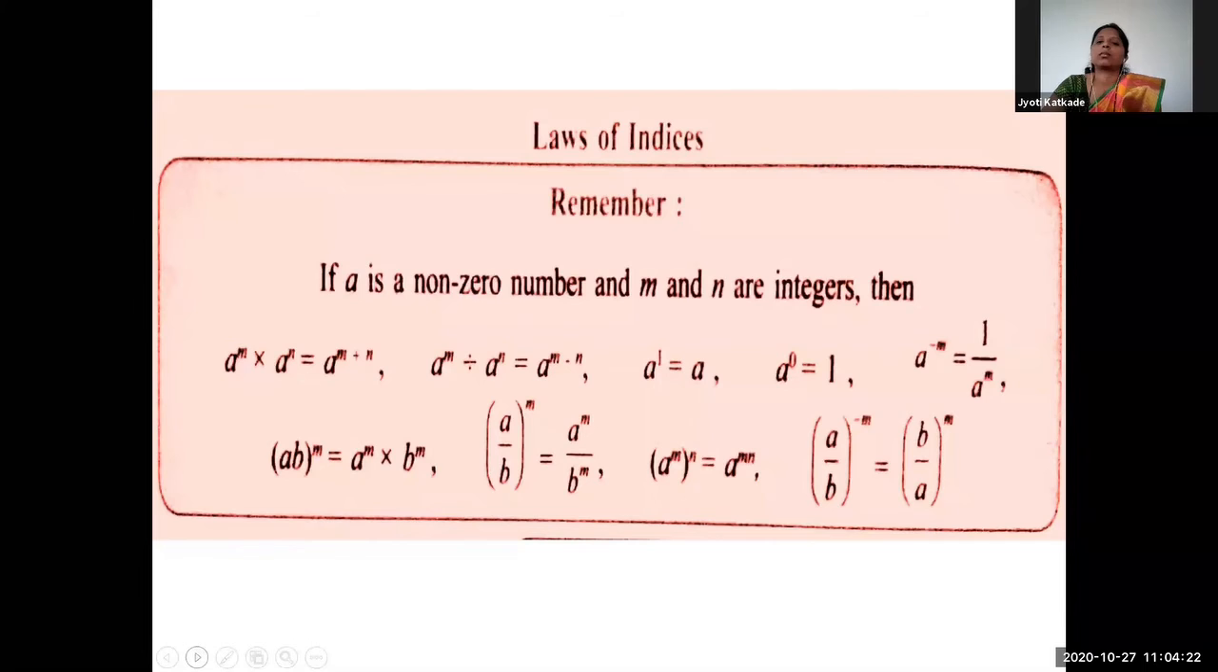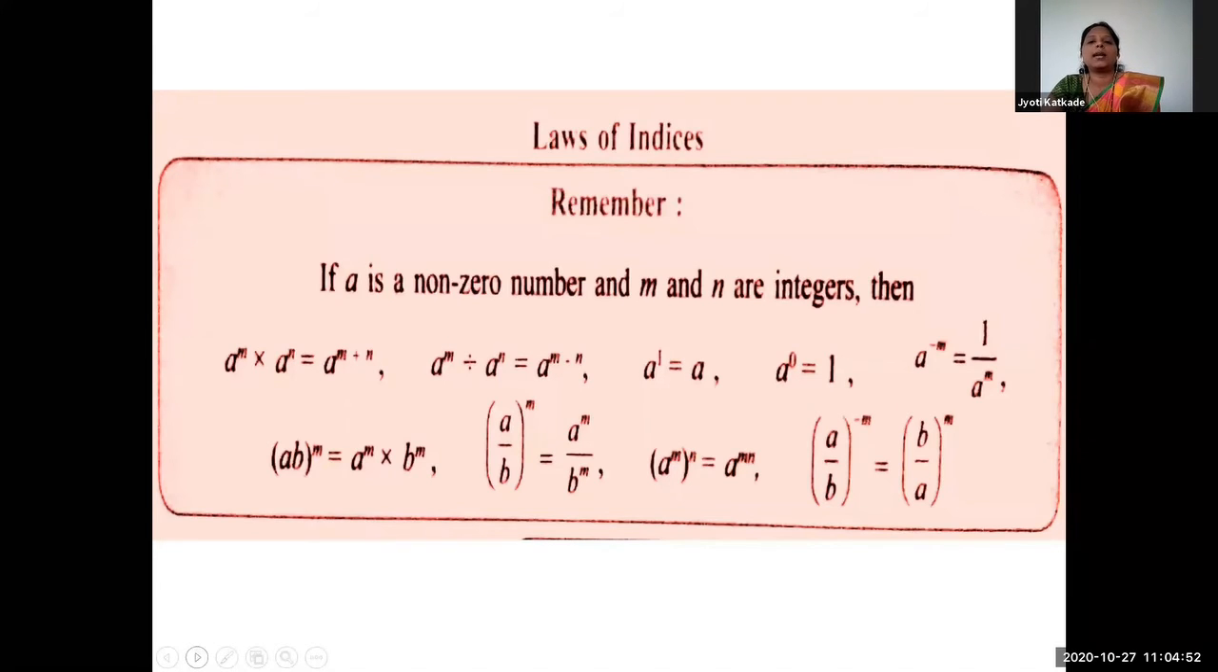If a is a non-zero number and m and n are integers, then we have studied all these rules. a raised to m into a raised to n is equal to a raised to m plus n. When the base is the same and multiplication is there, then take the addition of powers.